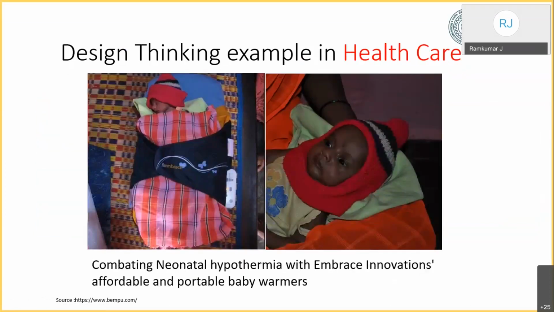The next one is neonatal hypothermia with Embrace innovation, affordable and portable baby warmers. So this is a baby warmer which was developed. Generally, when the temperature goes below certain degrees Celsius, the baby freezes and the brain gets dead first. And what I was told by doctors is the baby becomes a vegetable for the rest of its life. So here this is only to make sure that they get the warming.